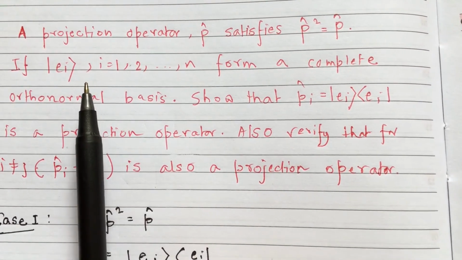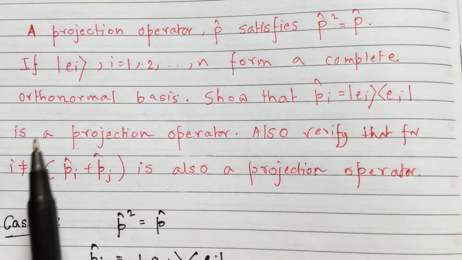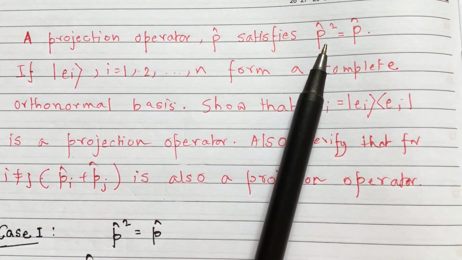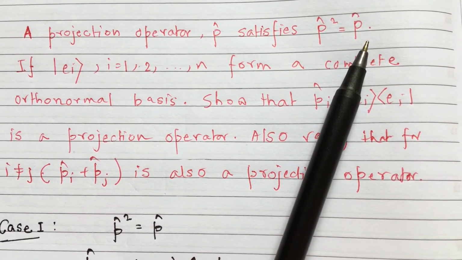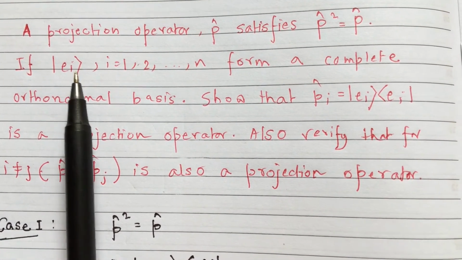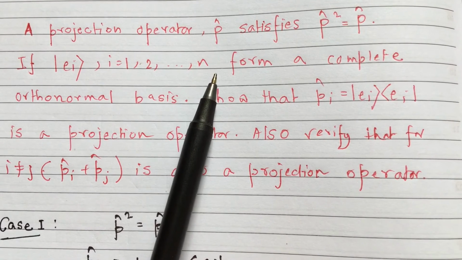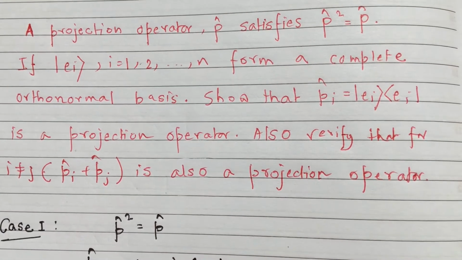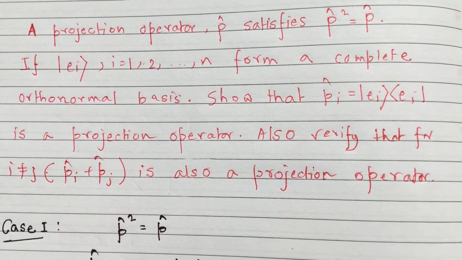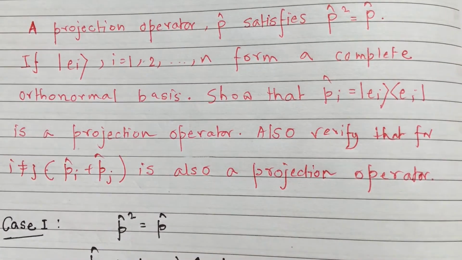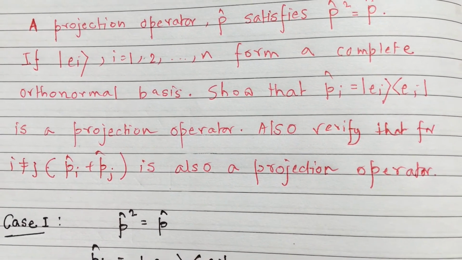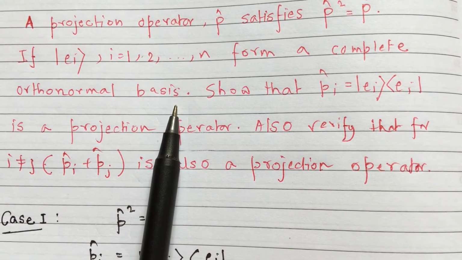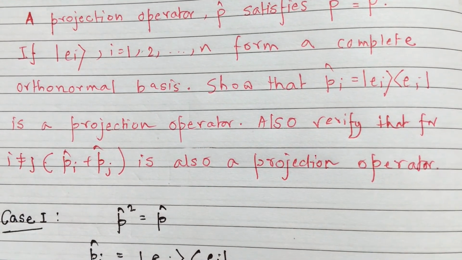Let's have a look at the power of the identity operator. With this problem, I have a projection operator P hat which satisfies the relation P square equal to P hat. I have this basis where I runs from 1 to n. So with this information that I runs from 1 to n, I can say that I am now in an n-dimensional basis. If I equal to 1, 2, 3, 4, 5, then I can say that we are in 5 dimensions. And this forms a complete orthonormal basis so that we can use the identity operator.